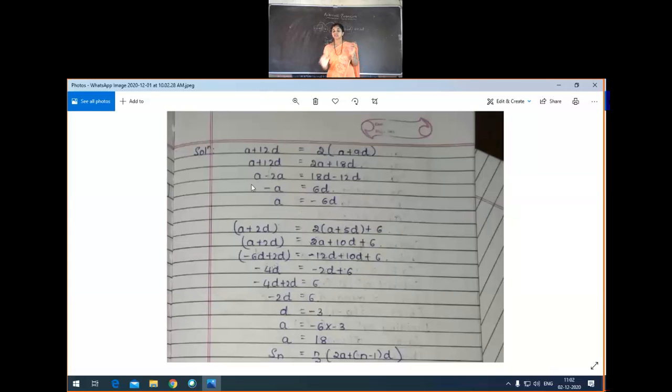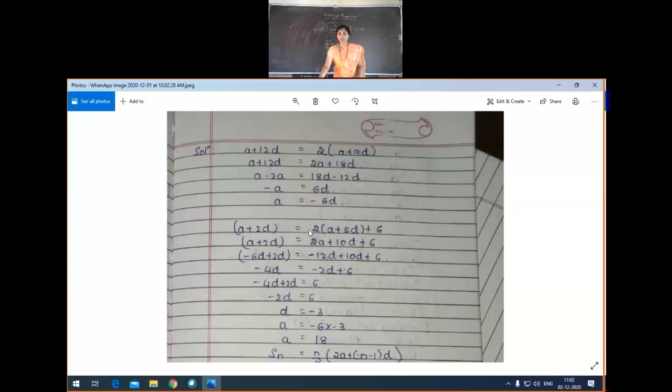Is that clear? This is for the first statement. Only this much we can do for the first statement. So now we have to go to the second statement. Second statement is, the third term, A3, that is A plus 2D, is 6 more than 2 times of the A6. Okay, sixth term, that is A plus 5D. Directly we are writing. If you want, you can write that type also.